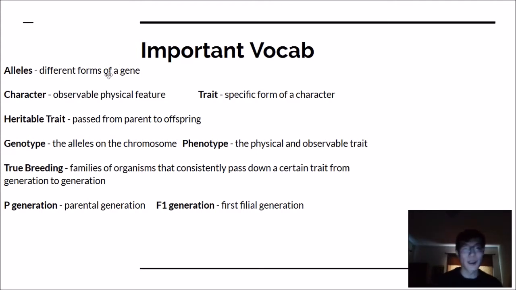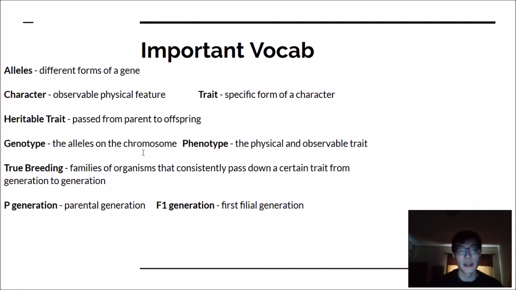Here are another two words that are sometimes interchangeable: the character versus the trait. If we're going for more specifics, a character is an observable physical feature, for instance, eye color, whereas a trait is a specific form of a character, for instance, red eyes or blue eyes or brown eyes. A heritable trait is one that can be passed from parent to offspring. It's just a trait that can be inherited.